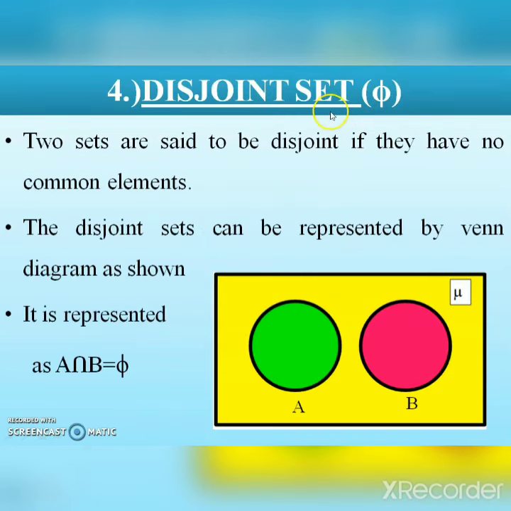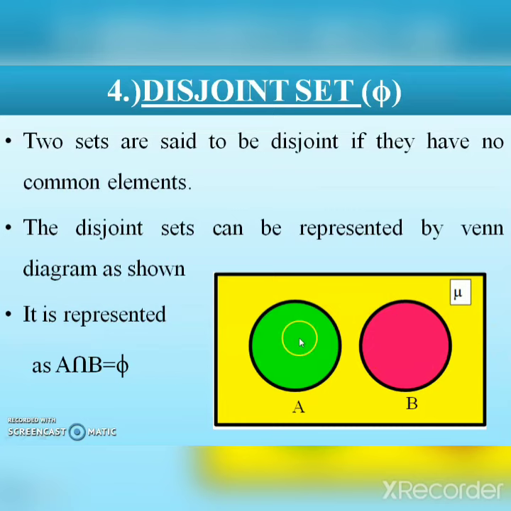Now coming to disjoint sets. Disjoint sets are represented by the symbol phi. Two sets are said to be disjoint if they have no common elements. That is, when set A and set B do not meet together, they are separate, they are not friends. You can consider it like that. Then they are called disjoint sets.